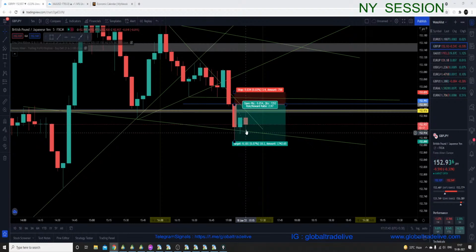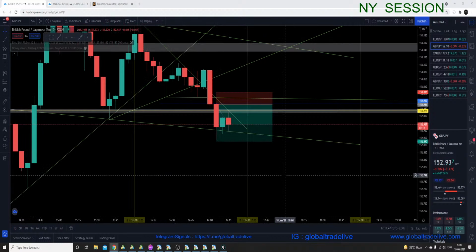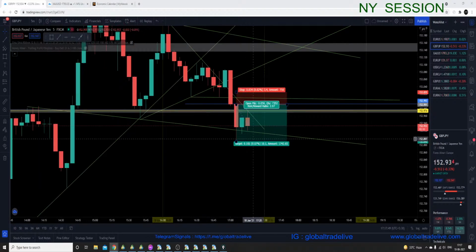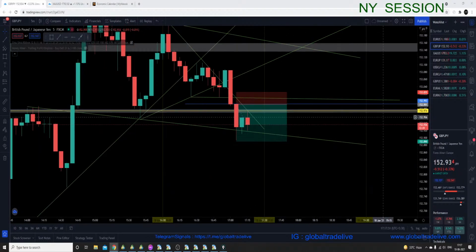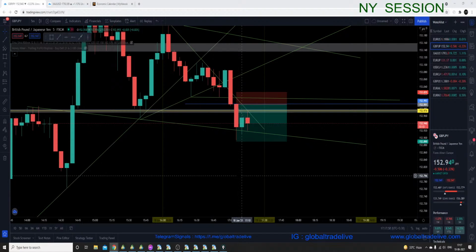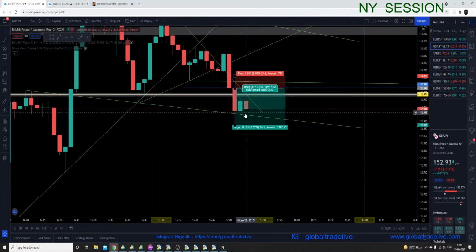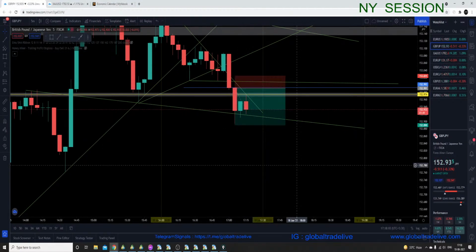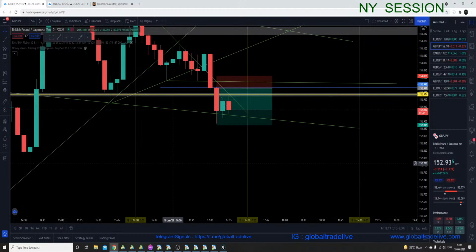Oh, again rejecting. This area is very important, guys. Very, very important. Again rejection. But trust me, once it starts to go down, it will be giving us at least 20-30 pips. I'm gonna take all those pips, but I need a candle to close below this trend line. Strong zone.